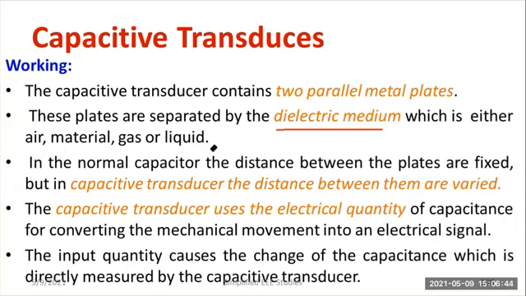It is mainly focusing on the distance between the plates, what type of dielectric medium you have filled, and also the area of the moving plate. Okay, so a mechanical object will be connected directly to the capacitive transducer. With respect to the movement of mechanical quantities, there will be changes in capacitance. So the changes in capacitance are directly or inversely related, depending on the parameters.